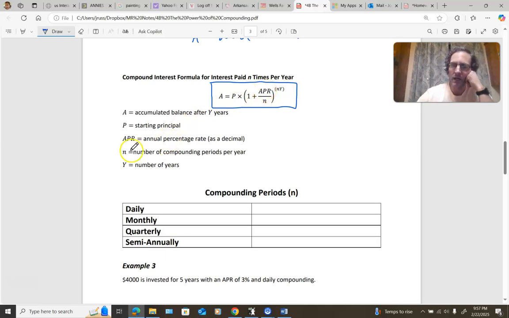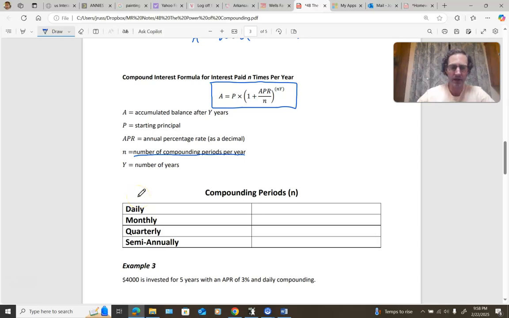Okay, so n represents the number of compounding periods per year, or in other words, how many times is interest being credited to your account. Okay, so think back to that credit card example in 4A. What we had to do in that example was we took the interest rate, we divided it by 12, and then we multiplied it by the balance, and that gave us the interest for that particular month. So this is similar.